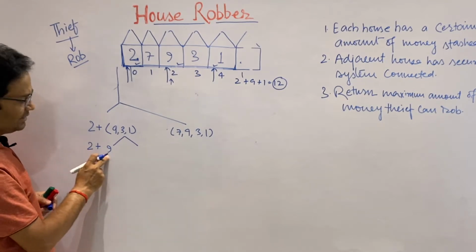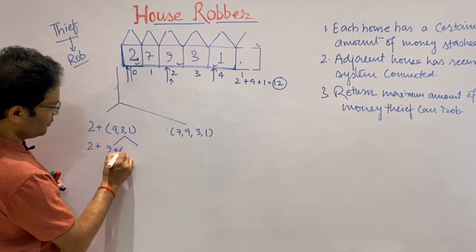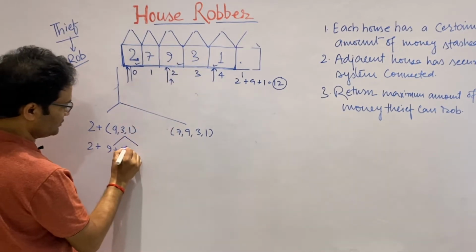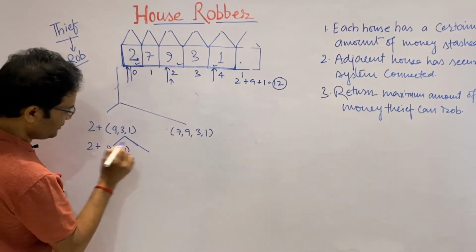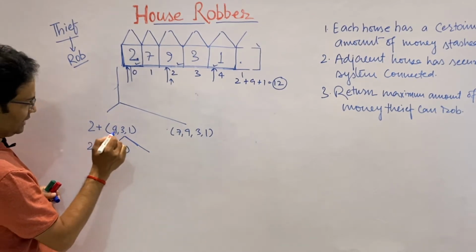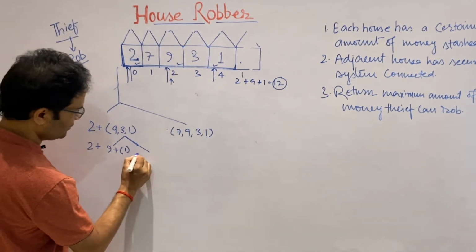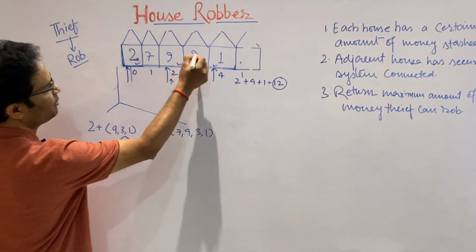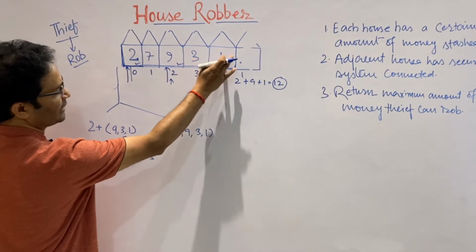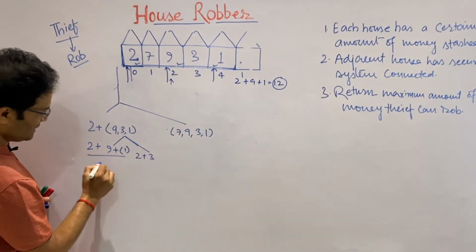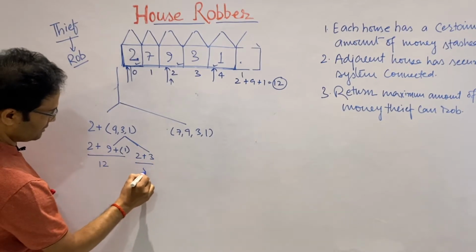If they go for the 9, they have only one option, that is 1. But if they go for the 3, they don't want to go for the 9. So 2 has already been taken, so they will have the option only of 2 and 3. Because the moment they take the 3, they cannot take the 1. So they will have these options. In this case, they will get the 12. In this case, they will get the 5.